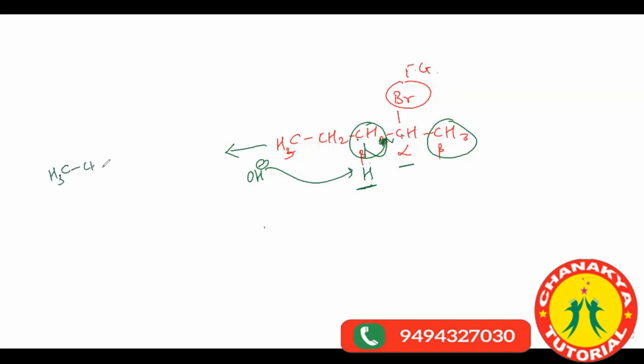CH3, CH2, CH. As hydrogen has been lost, a carbon-carbon double bond has been formed, right? As the double bond is formed, this Br would depart. You will get again CH, okay, Br is lost, and here it is CH3. This is your first product.